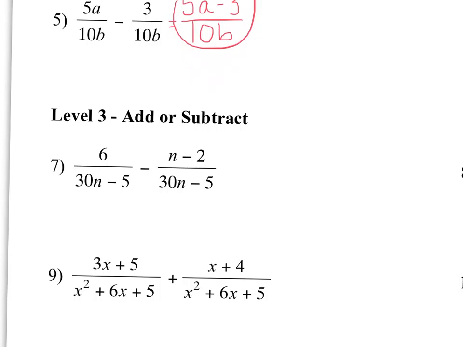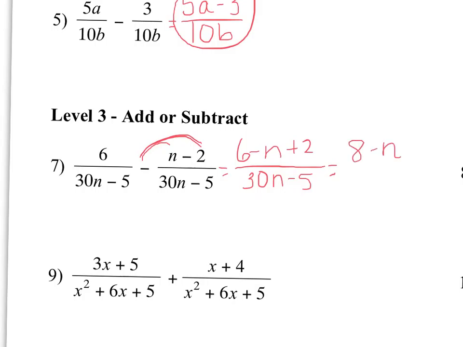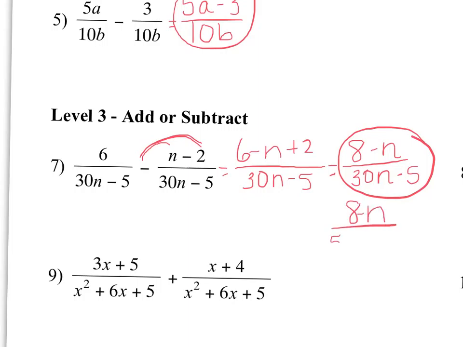Moving on to the next one, we've got 30n minus 5, and then we have to distribute this subtraction sign, so we actually have 6 minus n minus a negative 2, which would be plus 2. So that's going to give us 6 plus 2 is 8 minus n over 30n minus 5. You could write it this way if you wanted: 8 minus n over, I could take out a 5, and then it would be 6n minus 1. Either one would be acceptable.